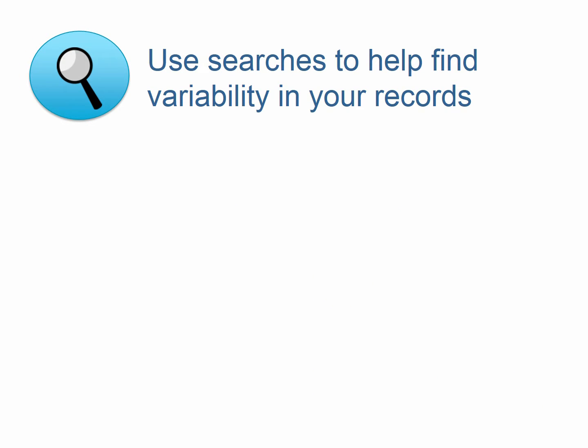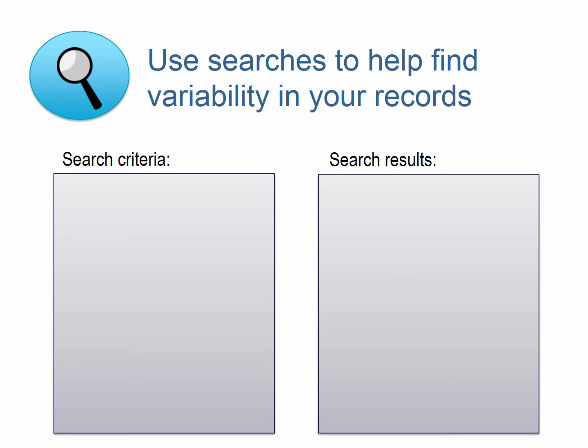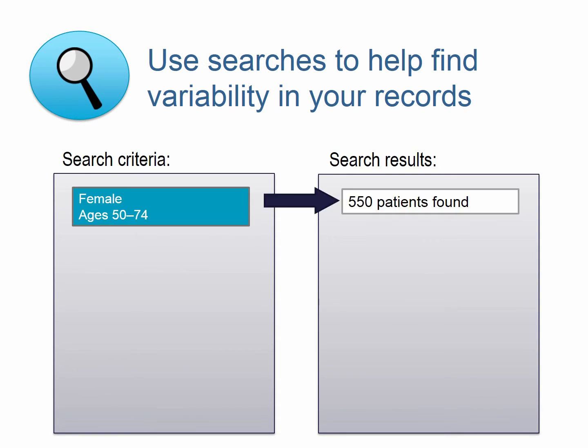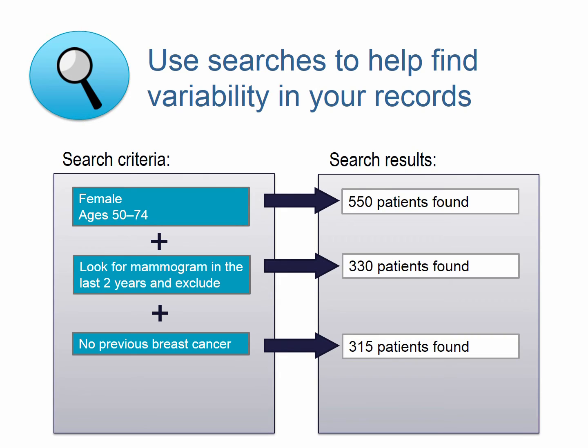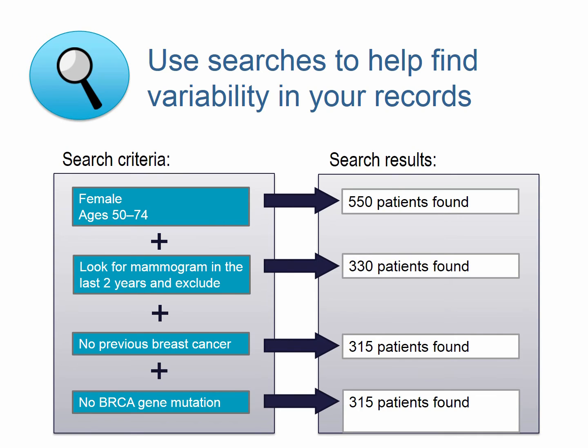Searches can also help with your data cleansing when you layer on criteria line by line and run the search after each line. In this example, we find that running a search for all female patients, ages 50 to 74, turns up 550 patients. Adding the next line, which looks for those patients who have not had a mammogram in 24 months, narrows down our previous list to 330 patients. Adding the next line, which looks for those patients with no history of breast cancer, again narrows down the list to 315 patients.